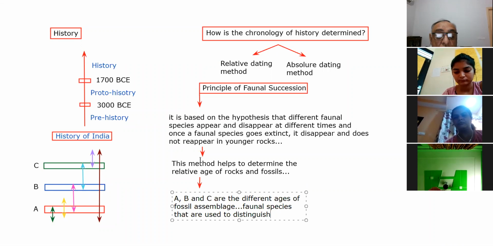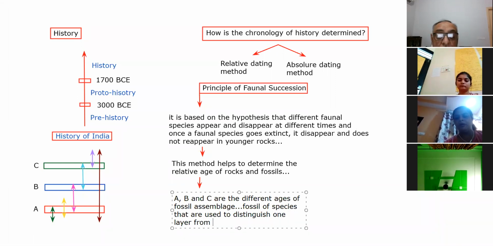here we write fossils, we will not write faunal species, right? Fossils of species that are used to distinguish one layer from the other are called index fossils.